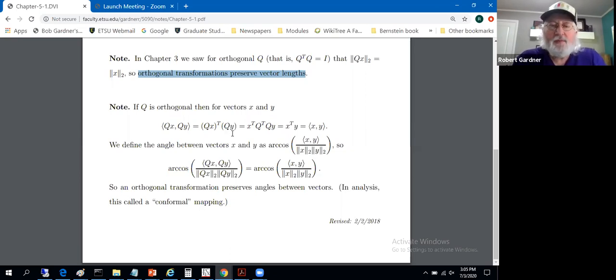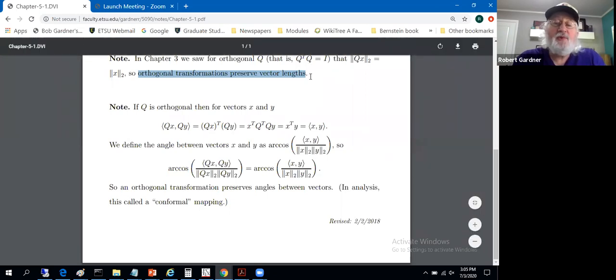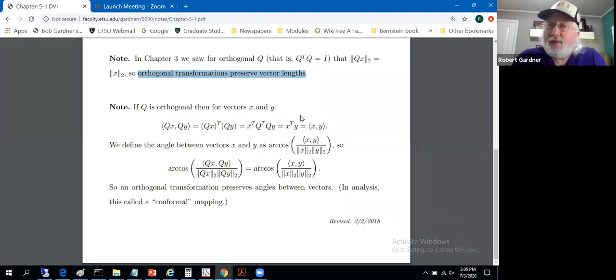We've been through this. Transposing that first product, QX, gives us X transpose Q transpose. Now we've got Q transpose Q. You know that's an identity matrix if Q is orthogonal. We drop that and get X transpose Y, which is the inner product of X with Y. So inner products are also preserved under a transformation defined as multiplication by an orthogonal matrix Q.